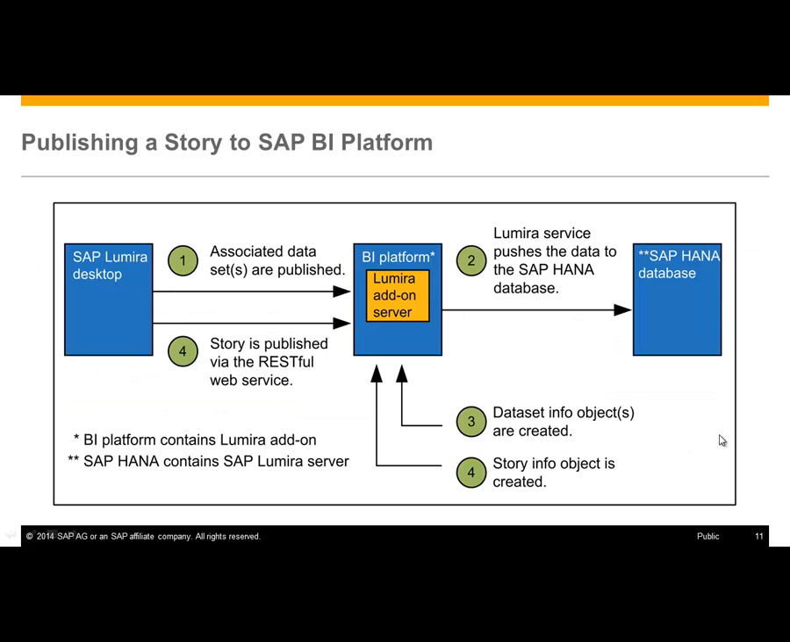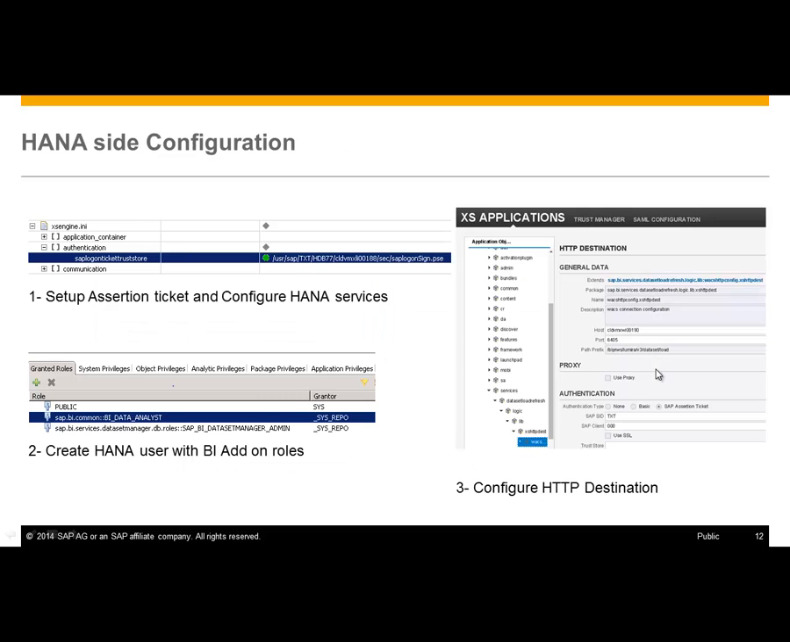Till now you have seen how the whole story goes from the Lumira desktop to the BI platform and to the HANA database. These are the different things which run on the back end, which the BI administrators, or in this case, as we are performing this configuration on the HANA side, the HANA administrator managing your system, need to configure. For the end users, everything goes smoothly behind the scenes with single sign-on, because on the HANA side we are using an assertion ticket, which makes the communication between HANA and the BI landscape system.